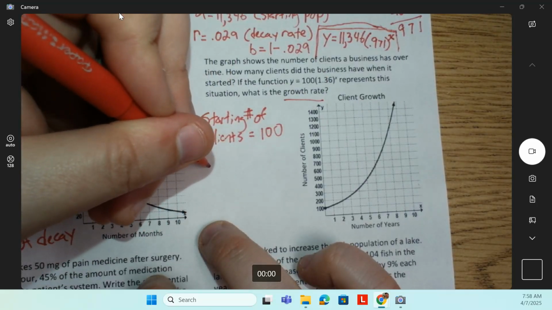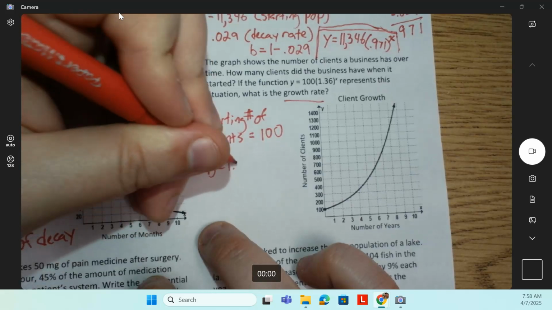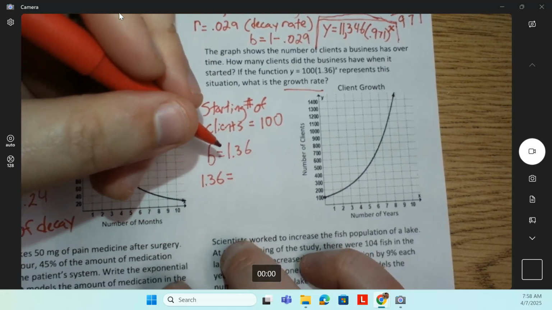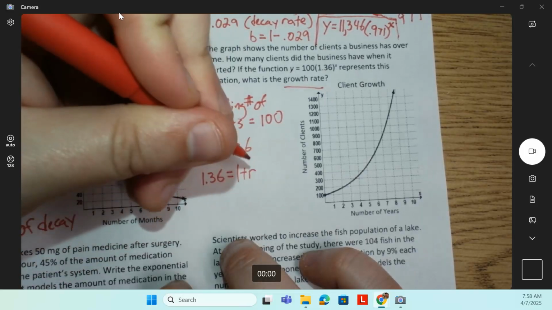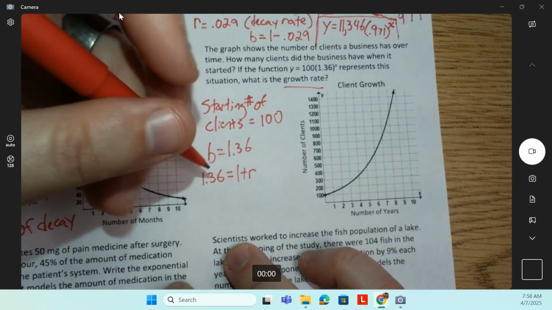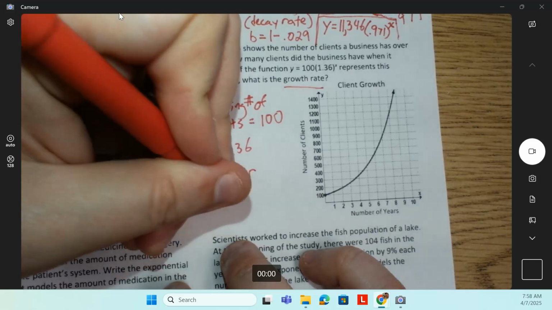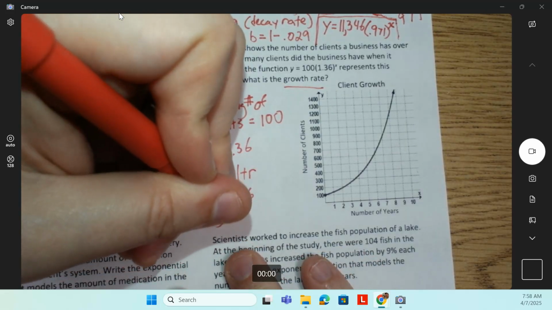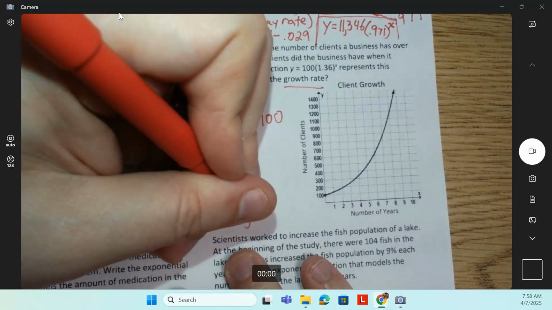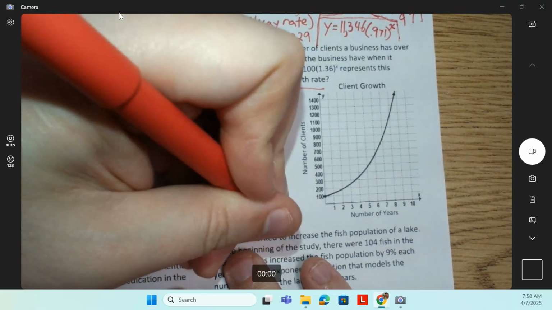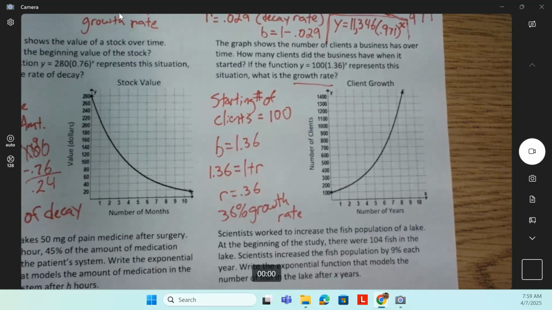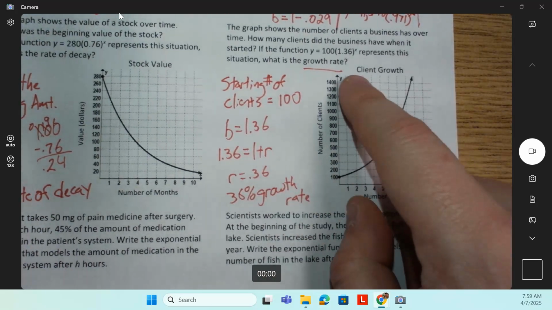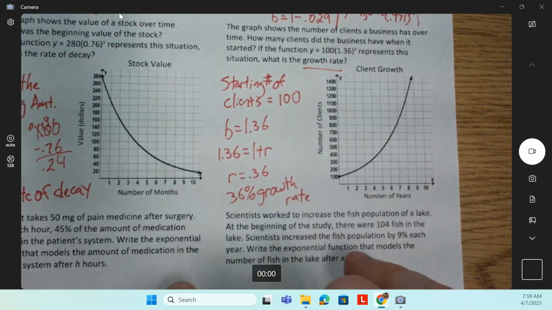So the growth rate there, we have b equals 1.36. So we know 1.36 equals 1 plus r. So if I take away 1 from that, then r just equals 0.36. And moving the decimal over twice, that would be a 36% growth rate. Okay, so you're really looking at this just as identifying different portions of this as we go along.